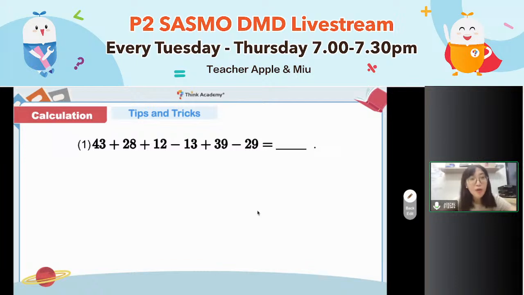Now, next one. 43 plus 28 plus 12 minus 13 plus 39 minus 29 equals to, okay. What is it? 43 plus 28 plus 12 minus 13 plus 39 minus 29. When we mix addition and subtraction, again, try to split the long number sentence, okay? 43, can you find the good friends? Can you find the same tail? Try it.